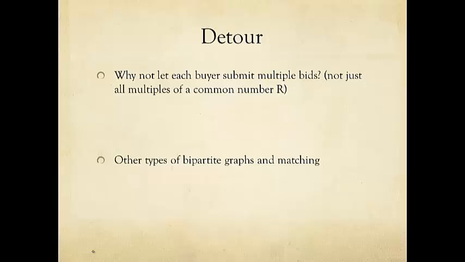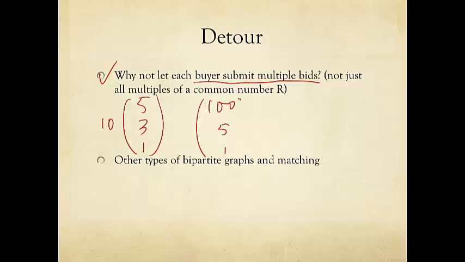So before we go on further, a very quick detour on 2 questions. One, we brought this up briefly before: why not let each buyer submit an actual vector of multiple bids? For example, instead of a scalar, say 10 times the vector of click-through rates, 5, 3, 1, how about we ask them to submit truly different entries in the vector, not just multiples of the given click-through vector, for example 100, 5, and 1. Just to say that I really value the top slot so much, and I'm willing to bid a lot more for the very top one. And indeed, that would be the more general scenario.